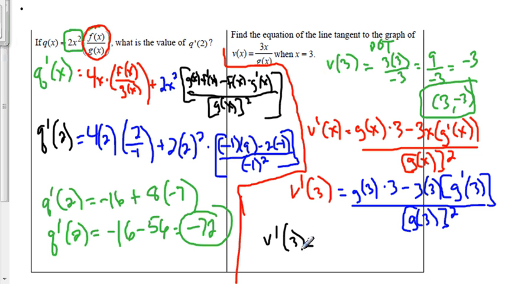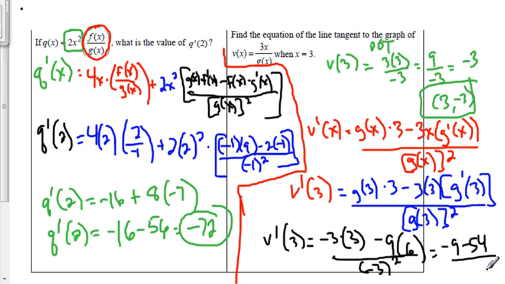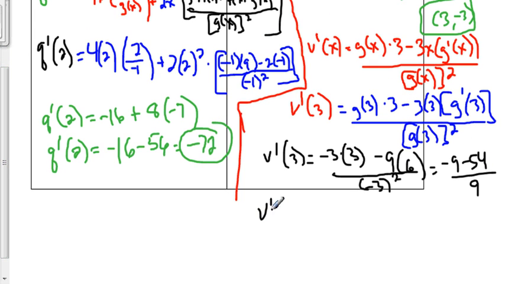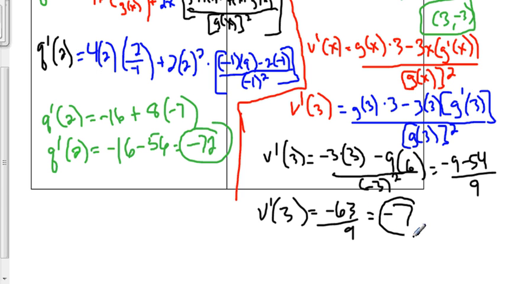So now every place I see x I substitute in 3. And sometimes I got to use the data table. So g of 3 we said was negative 3 times 3. 3 times 3 will be 9. G prime of 3 is 6. And as we said, g of 3 was negative 3. So let's simplify this. I'm going to get negative 9 minus 54. It's going to end up being negative 63 all over positive 9. So v prime of 3 is negative 63 over 9, which is negative 7.